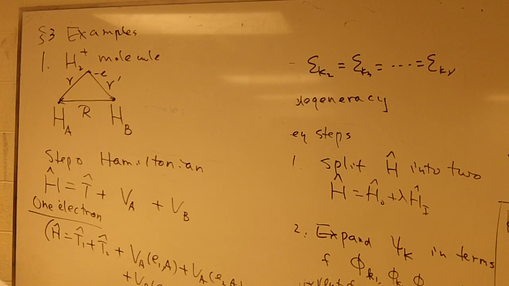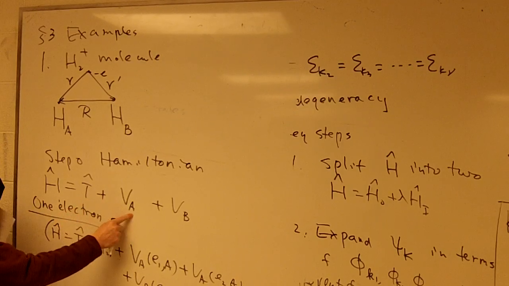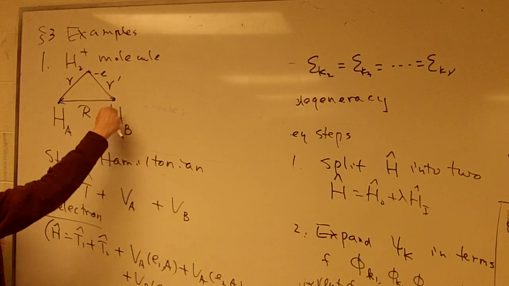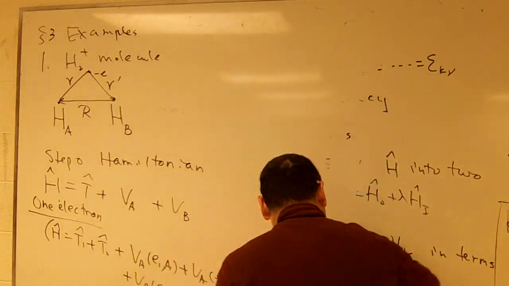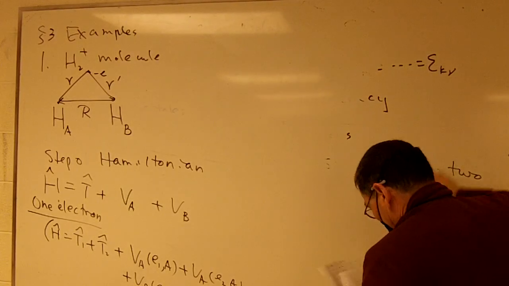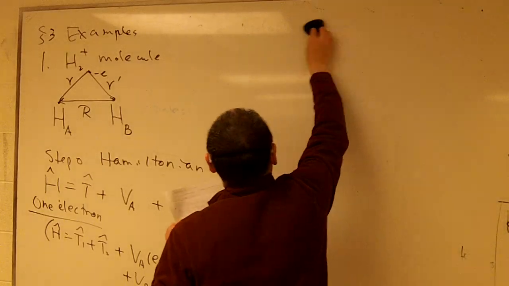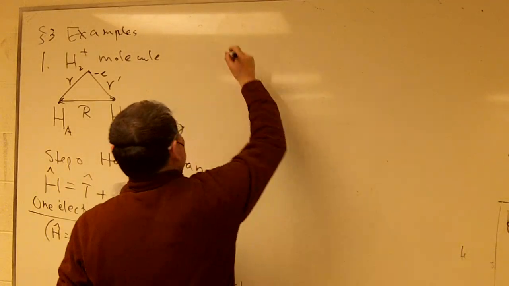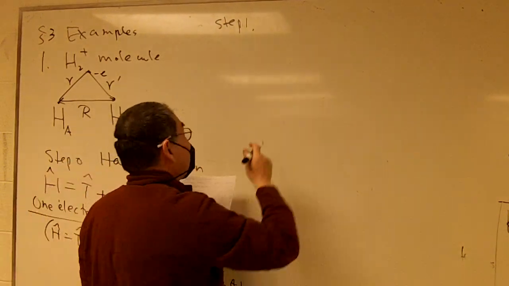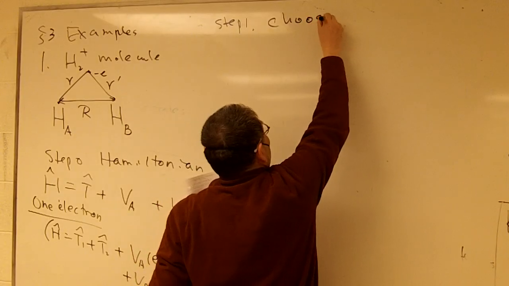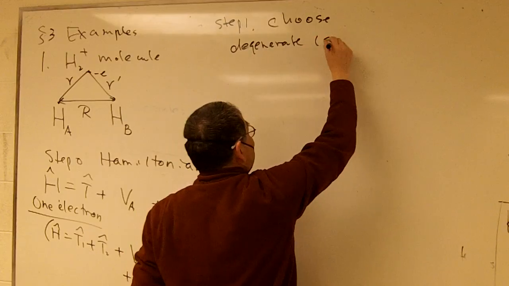Now, in this case, what you want to see is the following. This is the single electron, and that's the potential. This is another potential due to this part. That's the first Hamiltonian which we have. The second part, which we will use, is the following. This is step number 1. We're going to choose the degenerate states, the 1s states.